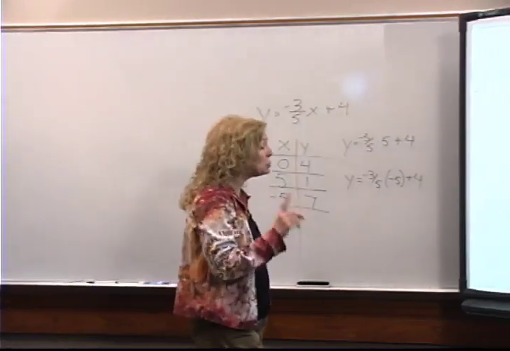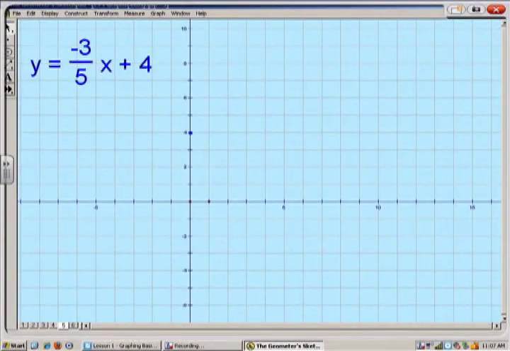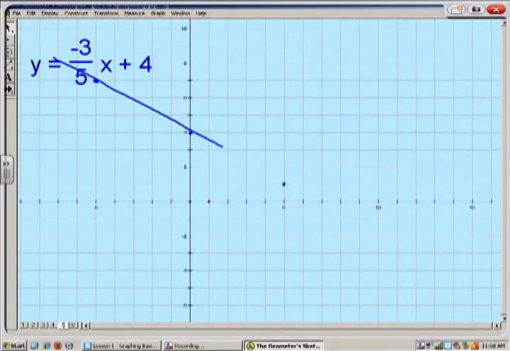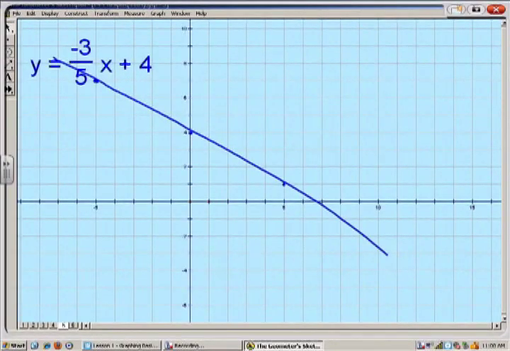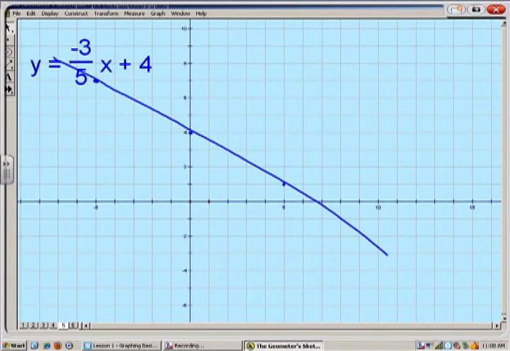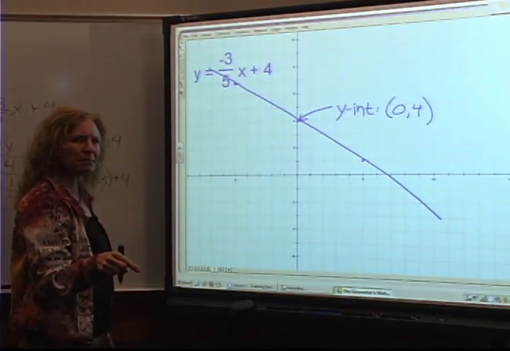Okay, so let's take a look at those points already. We have (0, 4), (5, 1), and I have (-5, 7) sitting up about here. Yeah. I can double check it by finding some more values. Boy, I drew a bad line, didn't I? Now I would like to get my intercepts. I know my y-intercept is (0, 4). Now how do I go about getting the x-intercept?